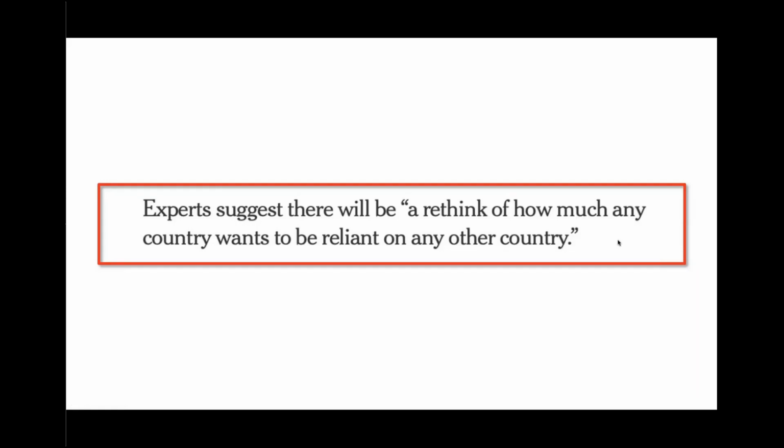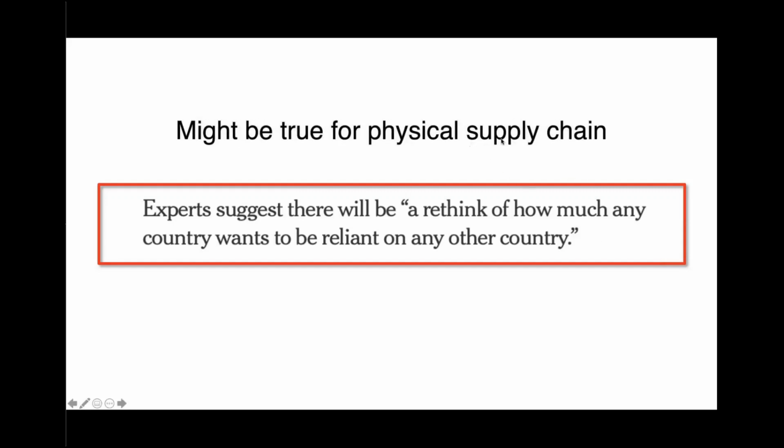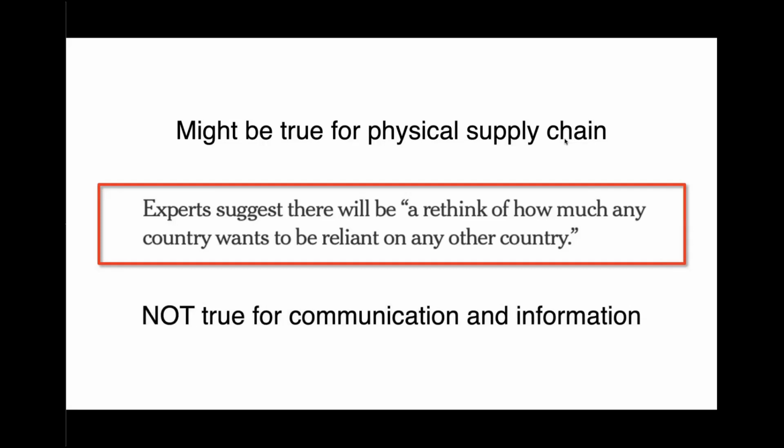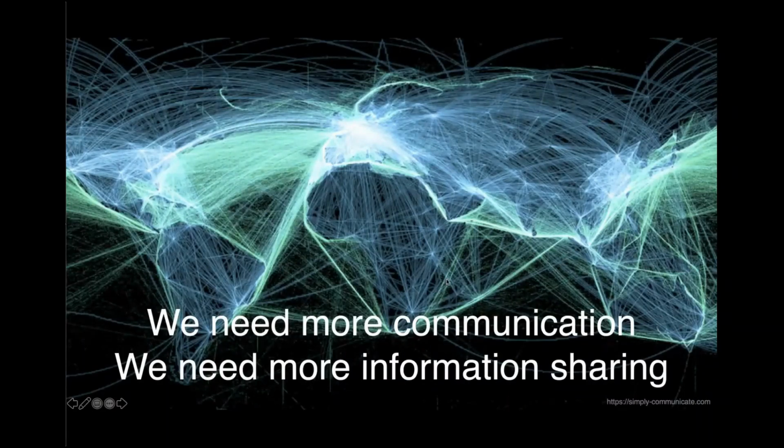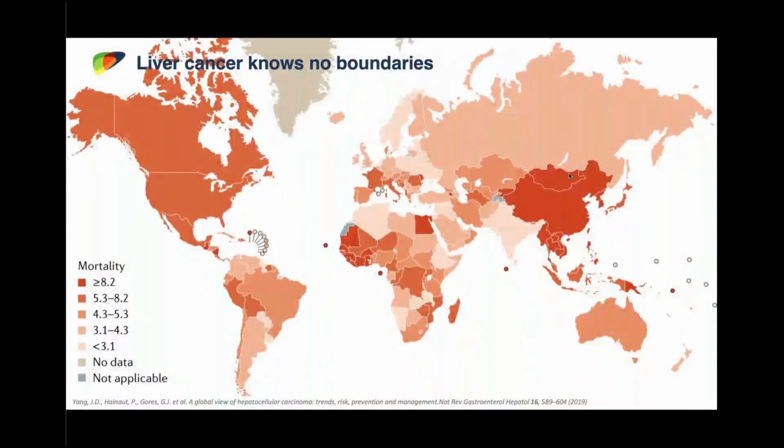But what I'd like to point out is this may be true for the physical supply chain. This may be true for things like masks and ventilators and protective equipment, but this is not true for communication and information. It's just the opposite. For communication and information, countries must communicate even more with each other than they ever have before. We need more communication between countries and across the planet Earth. We need more information sharing, not less. Because liver cancer knows no boundaries.